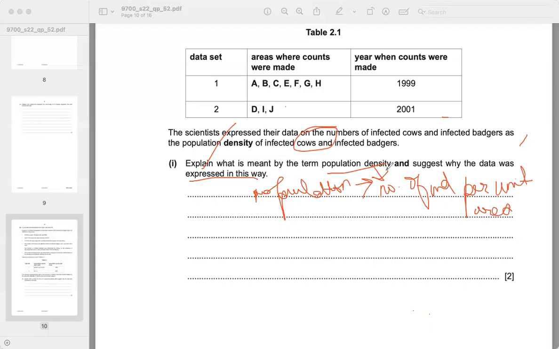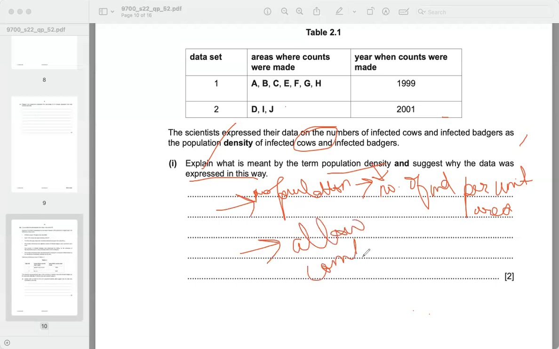And suggest why the data was expressed in this way. Why do you think they are asking? Here you've read the question and you're still confused about what way you have to suggest. Talk to yourself again. As I've been saying, the scientists express their data on the above line, if you read, on numbers of infected cows and infected badgers as a density. That is, they are using per unit area. So we are using areas rather than picking a one-to-one comparison, because we allow comparisons here.